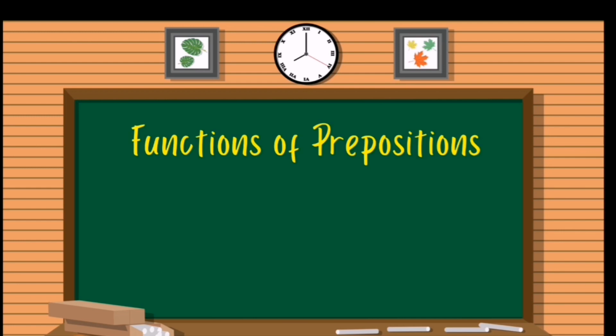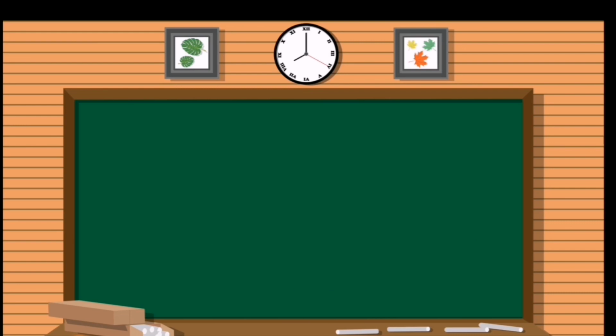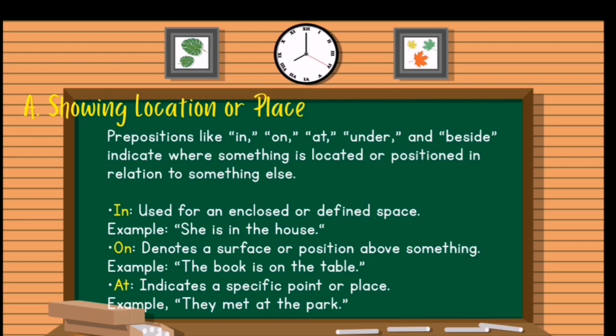We have here the functions of prepositions. Prepositions show location or place, indicate time, express direction, and establish relationships. The first function is showing location or place. Prepositions like in, on, at, under, and beside indicate where something is located or positioned in relation to something. And in showing location or place, the prepositions used are in, on, and at.